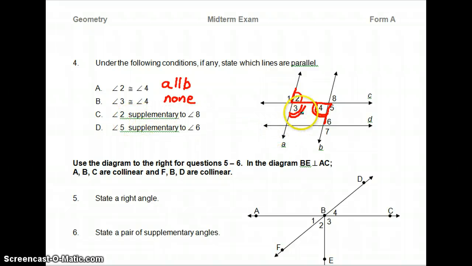C, 2 is supplementary to 8. Well, those are corresponding angles and they have to be equal to each other, so that answer is also none. And then 5 is supplementary to 6. Here's 5. And here's 6. Those are consecutive interior angles. We know those equal 180. It says supplementary, so that's correct. So we're going to say C is parallel to D.